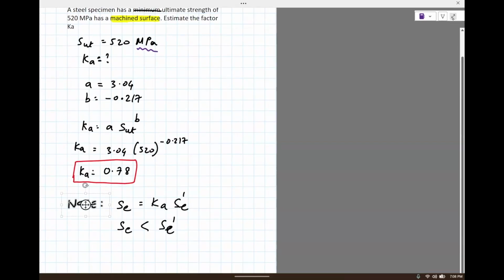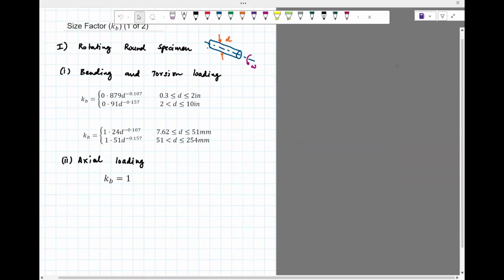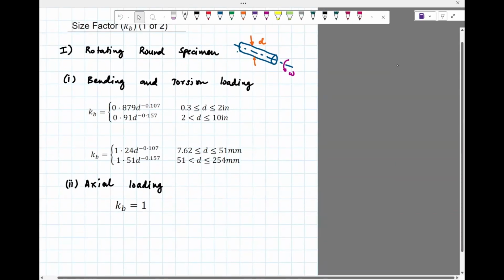Okay, next, let's look at the next factor, the size factor.